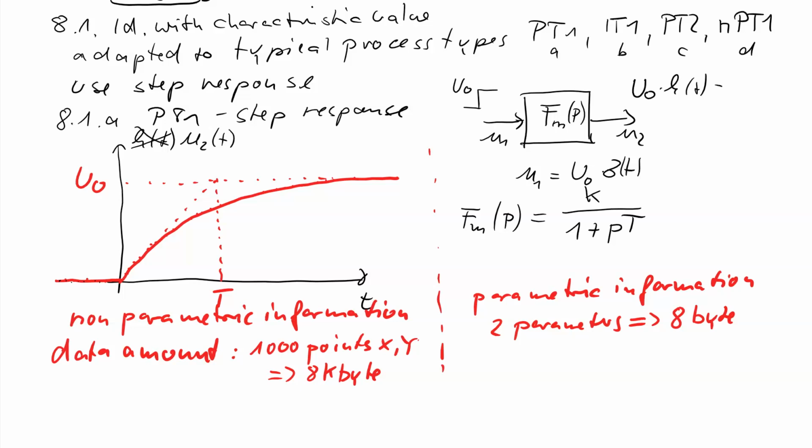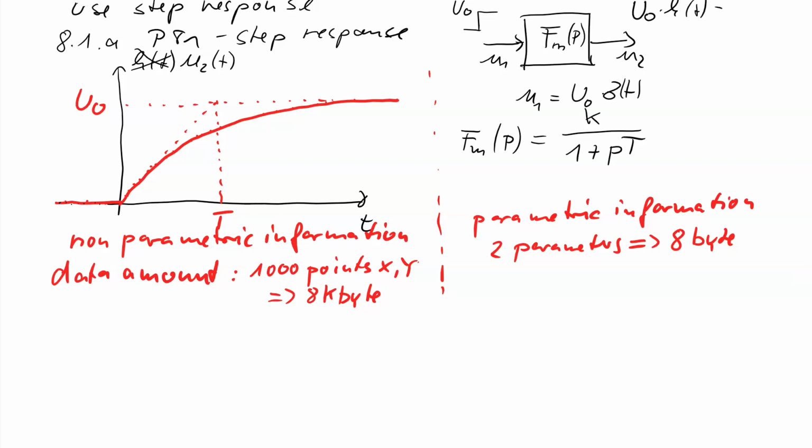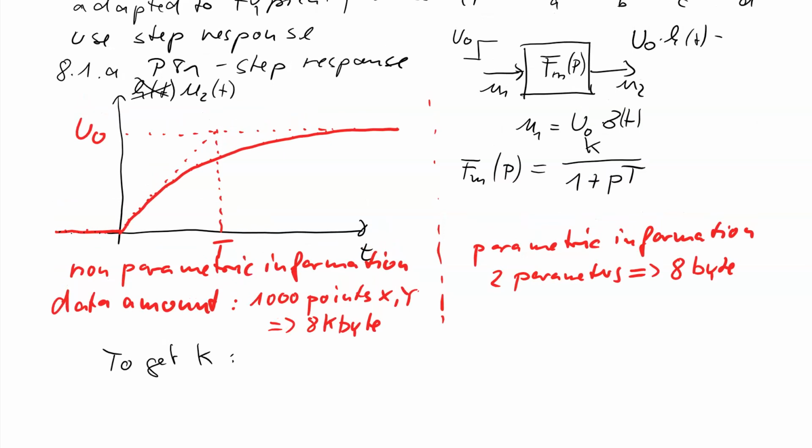Okay, back to the real purpose of our step response. I give you three ideas to get the time constant, and one idea to get K. To get K is simple. K is the final value of your signal divided by the input voltage. K is, say here, the final value.